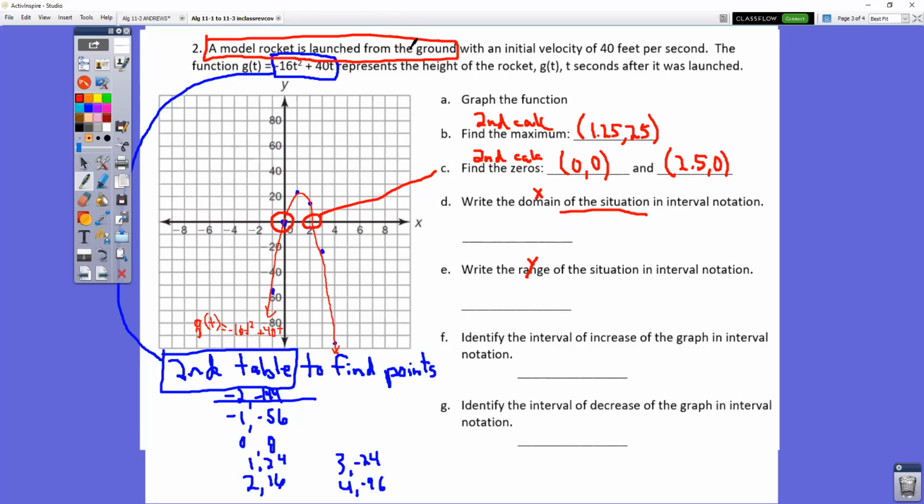The domain of the situation. Well, remember, a model rocket is being launched from the ground. Our model rocket, I'm going to do this in purple, is starting right here at 0, 0. It is being launched from the ground, travels like that as a flight path, and ends up there. This x-axis is the ground, that's planet Earth, so it's not going to start from below the ground. It's going to start right on the ground at 0, go up and then go down and land back on 0.